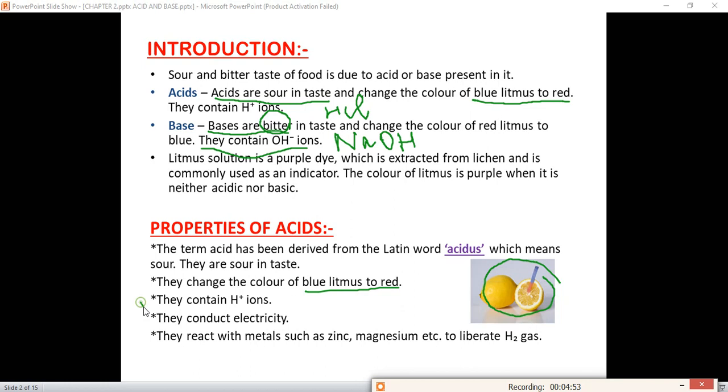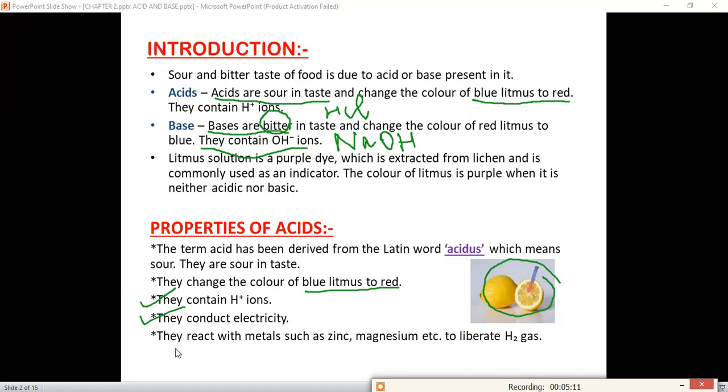Next point is they contain H plus ion. All the acids, whether it is hydrochloric acid, sulfuric acid, nitric acid, or acetic acid, every acid will contain H plus ion. Next point is they conduct electricity. Acids in water conduct electricity.